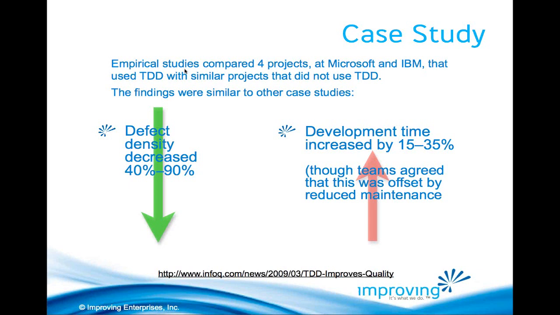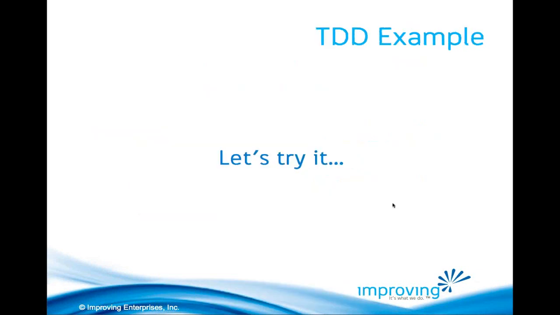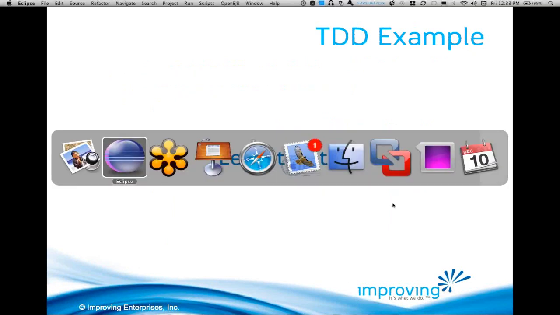In this particular one, the development time did go up a bit, but everyone on the team agreed that it was offset by the reduced maintenance. They actually built more stuff, which is why it could take more time, because they didn't leave the holes for bugs. But there's more information on that. It's a good article to read. So that's TDD. Rather than rambling on about this, why don't we just try something?